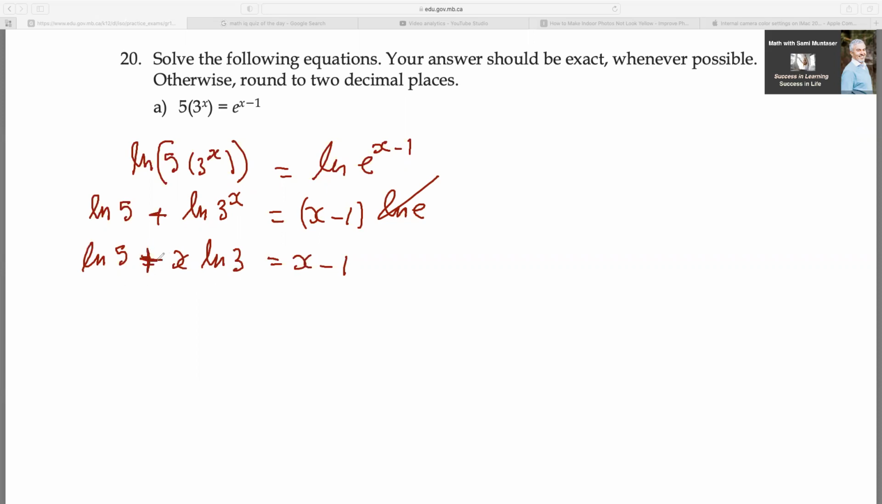Earlier, I brought the x's all to one side, so maybe I'll still do that even with this one. So I'm going to bring the x ln 3 to this side, and I'm going to bring the minus 1 to this side. So I have ln 5 minus 1 equals x minus x ln 3.